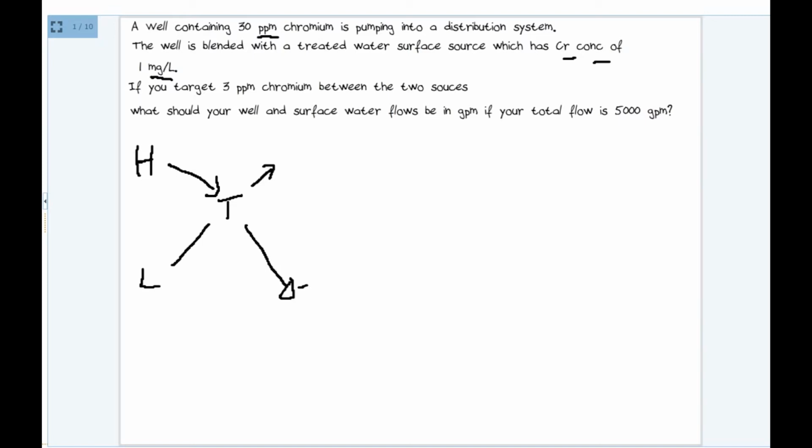Our high concentration is 30, and our low concentration is 1, and our targeted concentration is 3. Those are all parts per million or milligrams per liter. I'm just going to circle them. And so the next step is we're going to do some subtraction. Let's start with this high concentration here. So this high concentration minus the targeted concentration is 27.